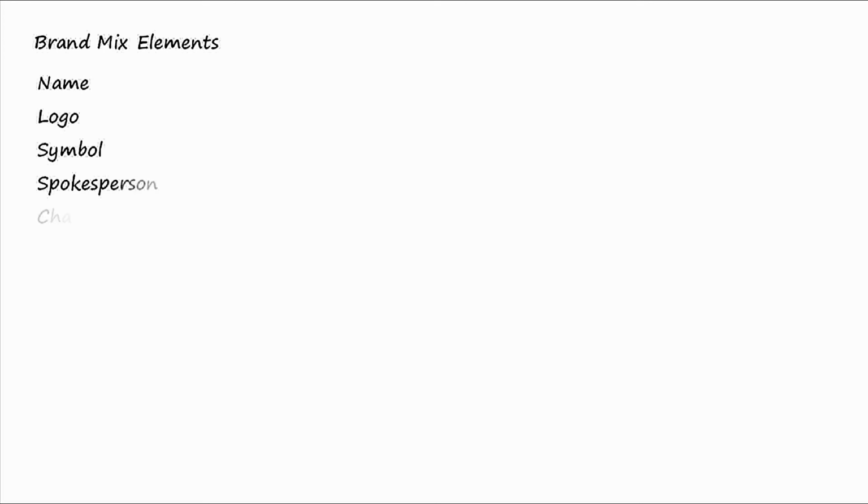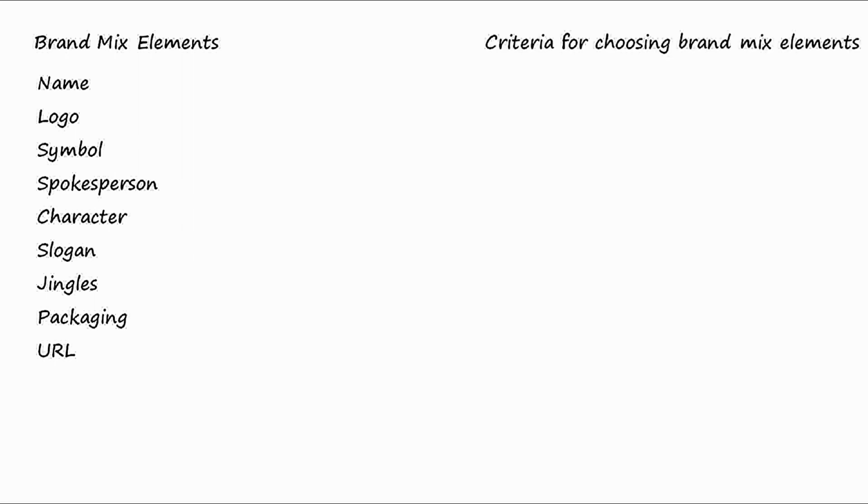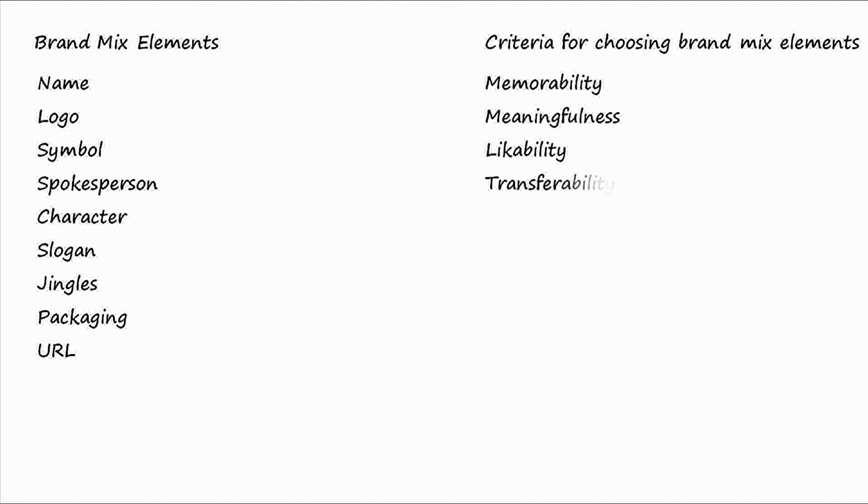So let's see what we have learned in this video. We have talked about brand mix elements and the different elements like name, logo, symbol, spokesperson, character, slogan, jingles, packaging, and URL. And we have also talked about the criteria for choosing brand mix elements. The criteria were memorability, meaningfulness, likability, transferability, adaptability, and protectability. We have also talked about the naming procedure of a brand.